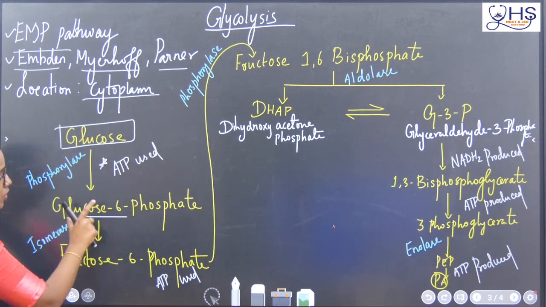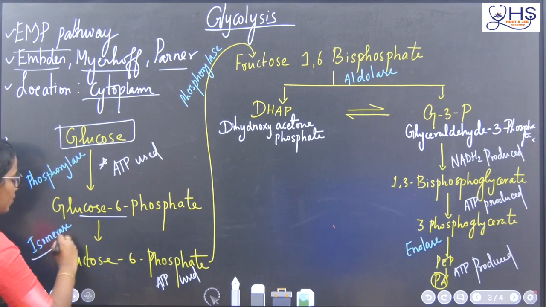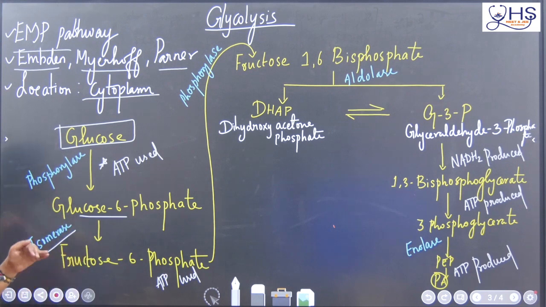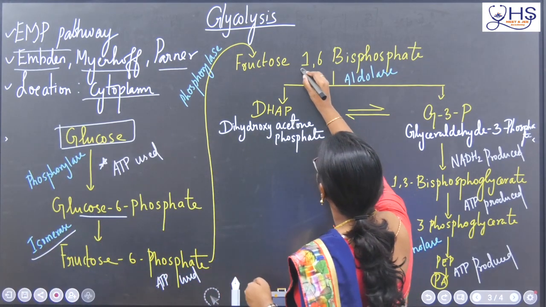In the next step, glucose 6 phosphate is converted into fructose 6 phosphate with the help of an enzyme called isomerase, because both are isomers, right? Glucose and fructose. Next, the fructose 6 phosphate becomes fructose 1,6 bisphosphate.